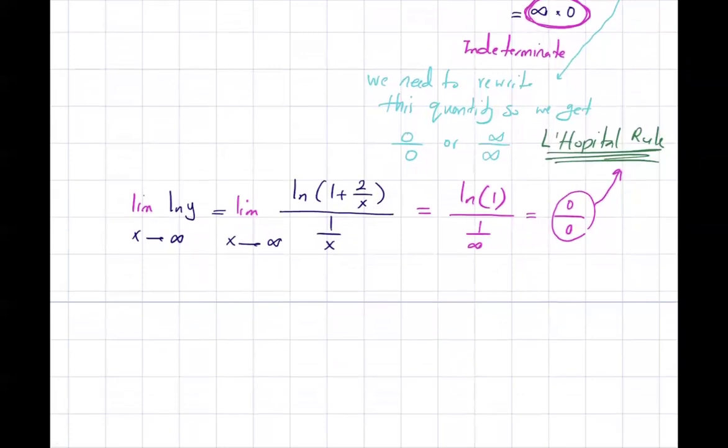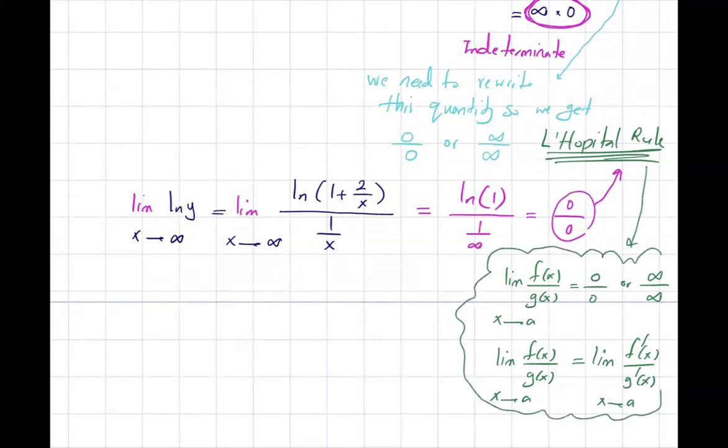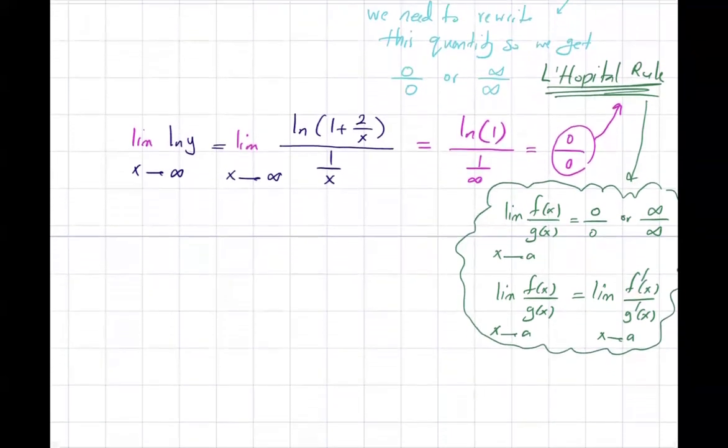Remember L'Hopital's rule. In applying L'Hopital's rule, if the limit of f(x) divided by g(x) as x goes to a is 0 over 0 or infinity over infinity, then the limit of f(x) over g(x) as x goes to a is the same as the limit of f'(x) divided by g'(x) as x goes to a. This is your L'Hopital's rule. So now that we rewrote everything, we can apply L'Hopital's rule for the right-hand side.